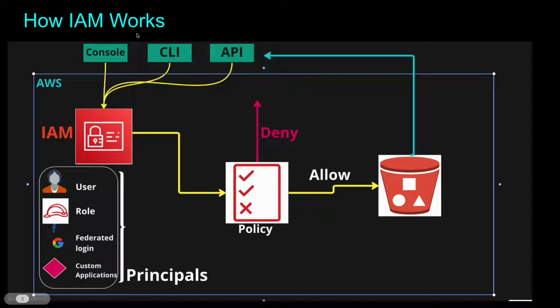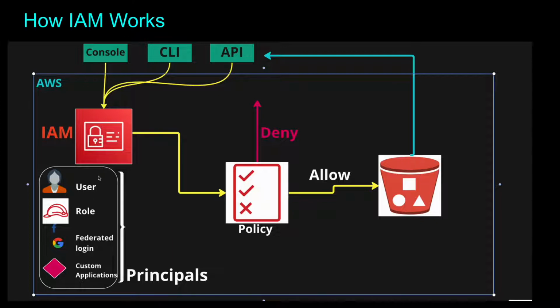How IAM works. As you can see in this image, AWS services can be accessed in different ways. It could be the console, CLI, or API. Let's say John, an AWS user, wants to download an object from S3. The request first goes to the IAM service, which evaluates the requester, then evaluates whether the request is from a valid principal. As you can see, the principal could be a user or role or federated login. Federated login is something like Facebook or Google, or eventually it could be some custom application.